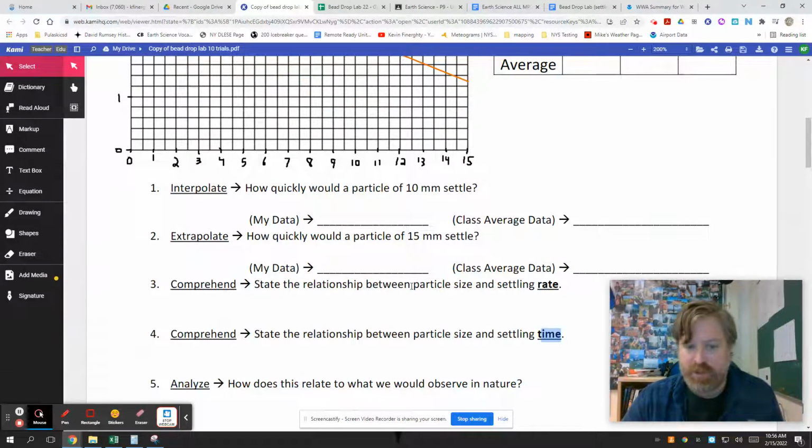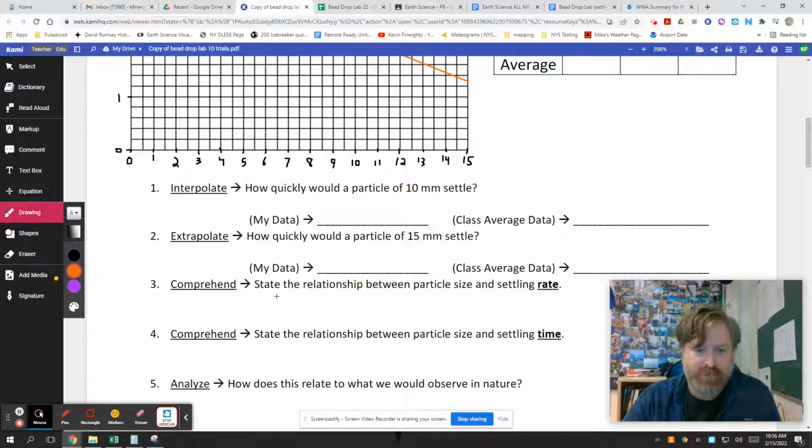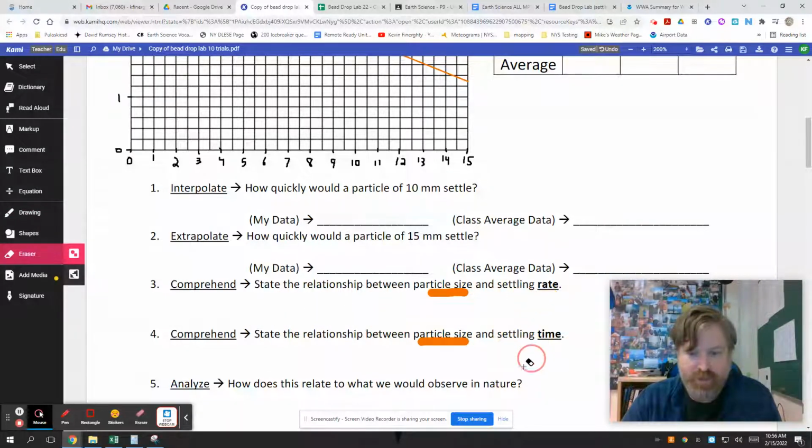How do you want to write it? Remember, when you say state the relationship, the first word that comes tumbling out of your mouth should be "as." As this thing changes, how does this thing change? As this thing changes, how does this thing change? If you put the same answer on both of those, one of them is wrong, I promise.